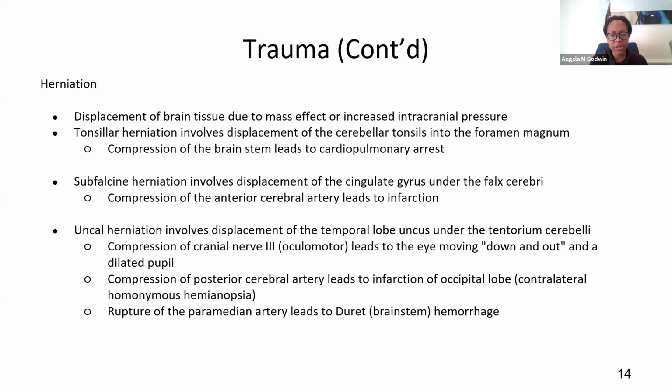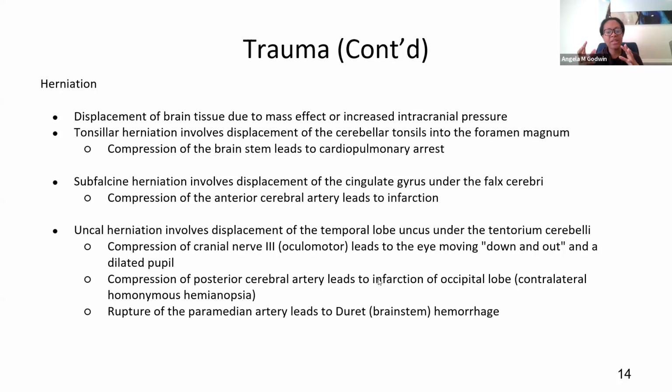And then an uncal herniation is more on the sides. There's a temporal lobe herniation, where the uncus could be herniated. And again, anatomically, it's at the tentorium cerebri. But the concern here is that it compresses cranial nerve 3, which is the oculomotor nerve. And these people actually present before you even realize they have an uncal herniation. There's an acute change in their eye movements and dilated pupils, which again, I'm going to show you.